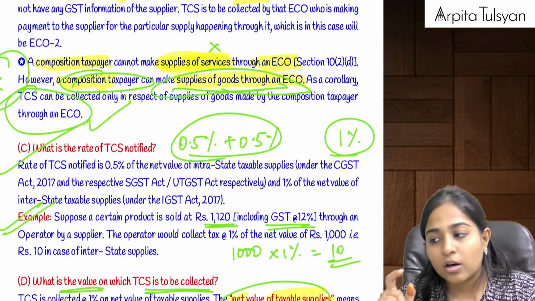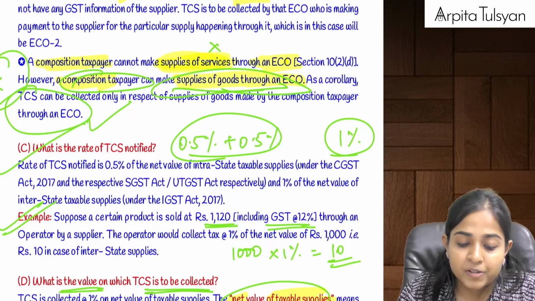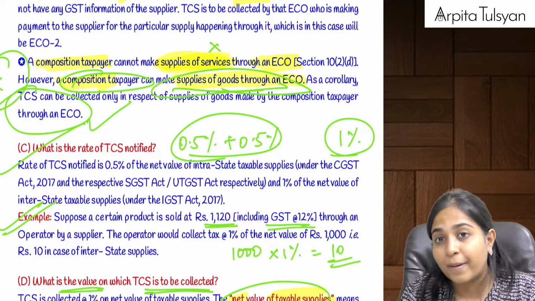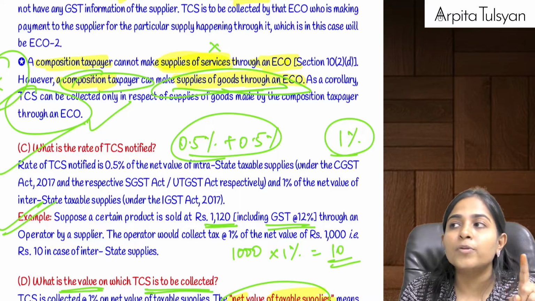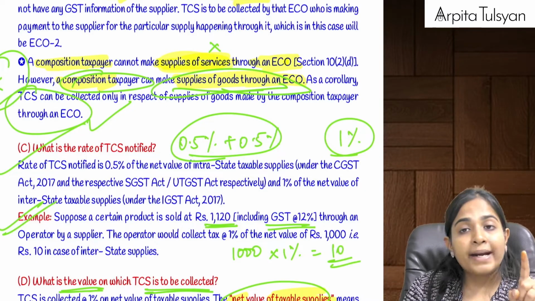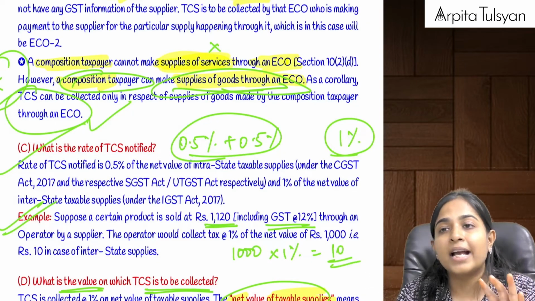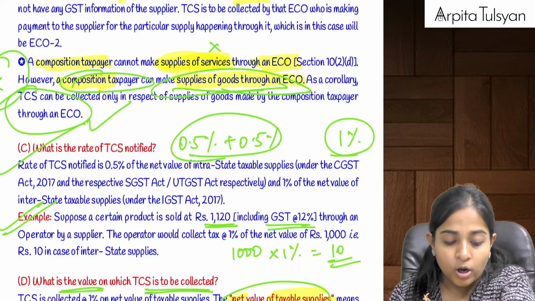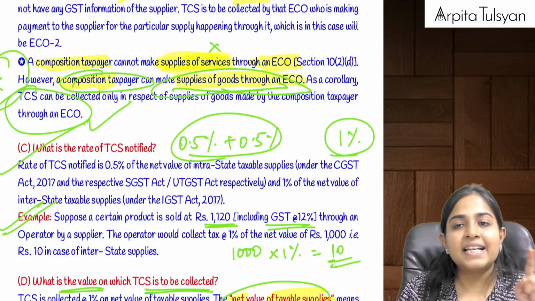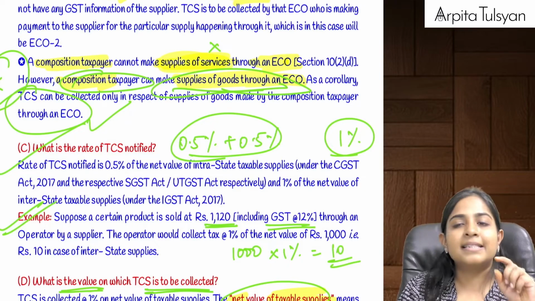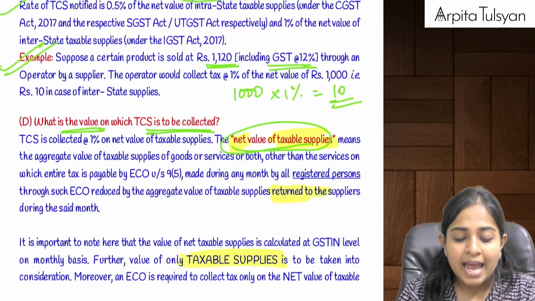Then one more amendment that we had seen in the composition provisions: earlier a composition taxpayer was not allowed to provide goods or services through ECO, but then they cut the word goods from there, which means a composition taxpayer can still supply goods through an ECO. If a composition taxpayer is supplying goods through an ECO, then TCS provisions will now become applicable. Still, a composition taxpayer cannot provide services through an ECO, so TCS provisions will not be applicable there.